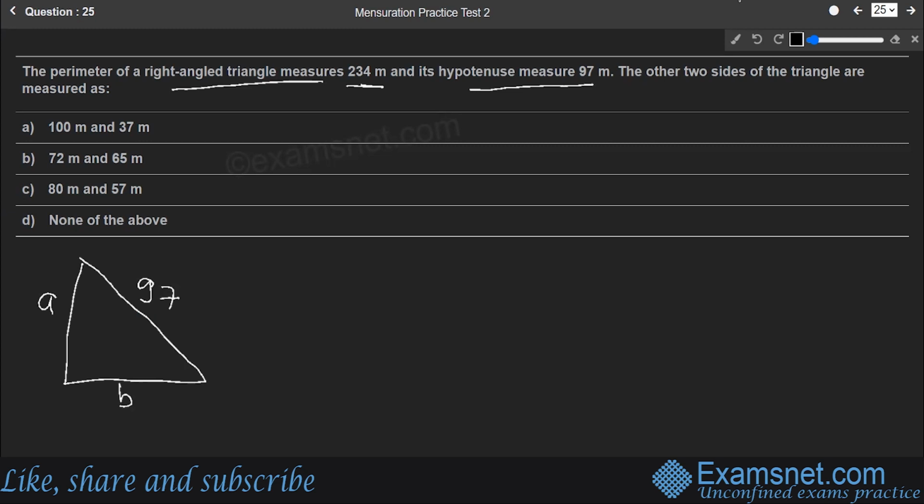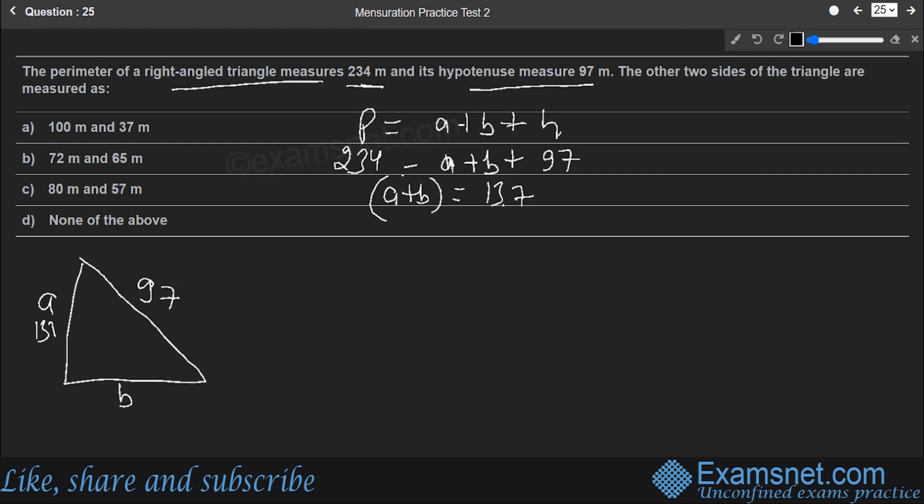So let us find out the sum of these two sides. See, perimeter value is nothing but the sum of all the three sides. That is side A plus side B plus the hypotenuse. Hypotenuse value is 97 meters and the perimeter is already given to be 234 meters. So we can find out the sum of the other two sides, which is 234 minus 97, that is nothing but 137. So another side, we can assume it like that. So A value is A, and B we can write as 137 minus A because ultimately the sum is 137.